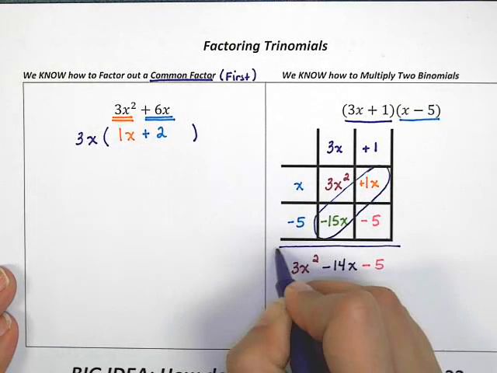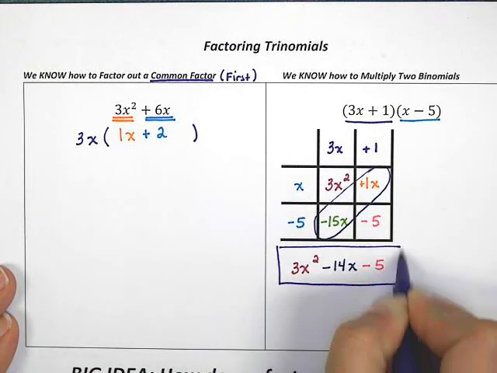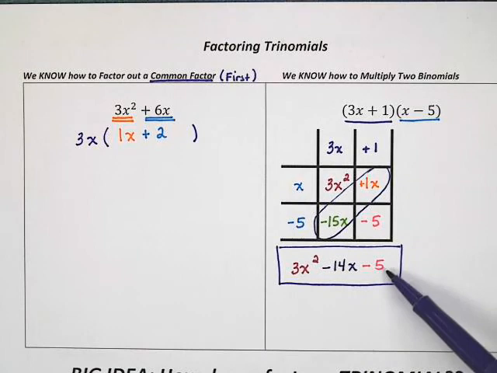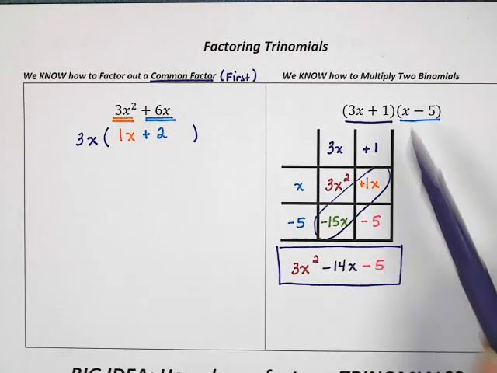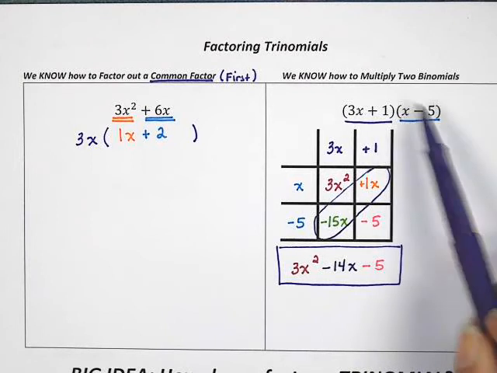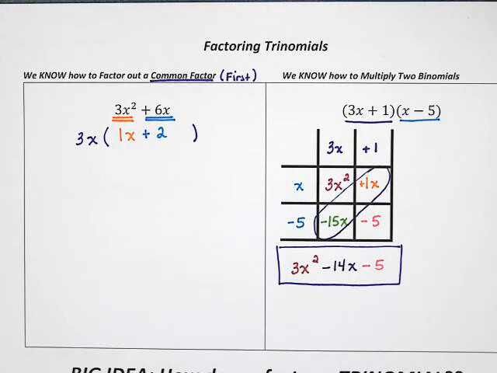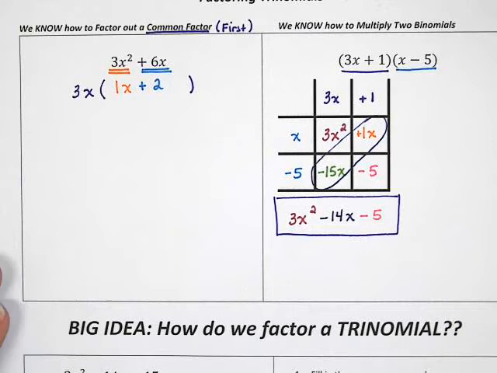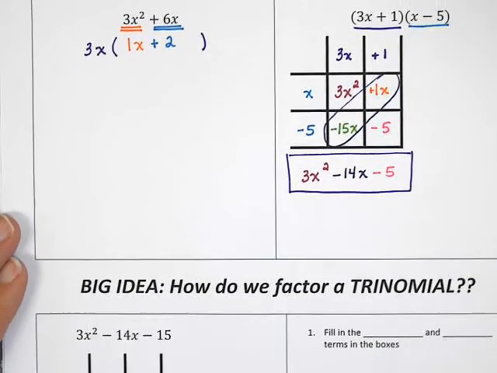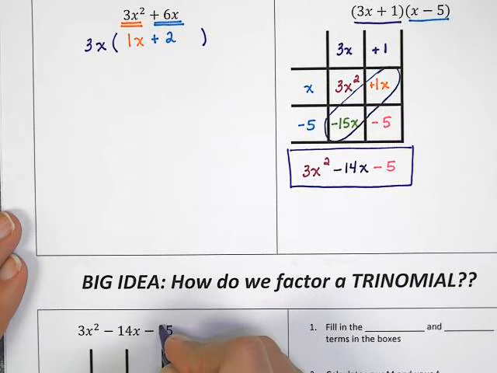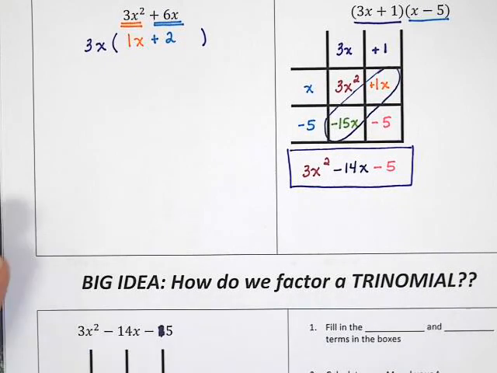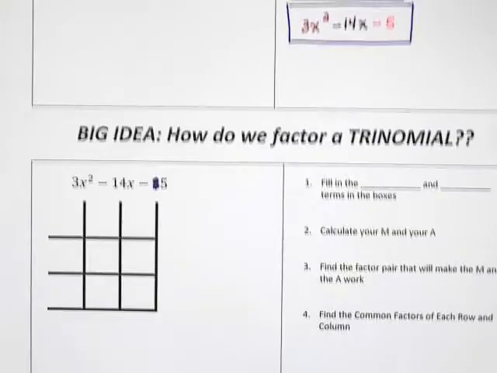Now what we're going to be learning how to do today is to start with this problem and work our way backwards to create these two binomials. So let's take a look at an example where I'm going to walk you through that. The first thing I need you to do in this example is change this minus 15 to just a minus 5. That was a typo. I apologize.